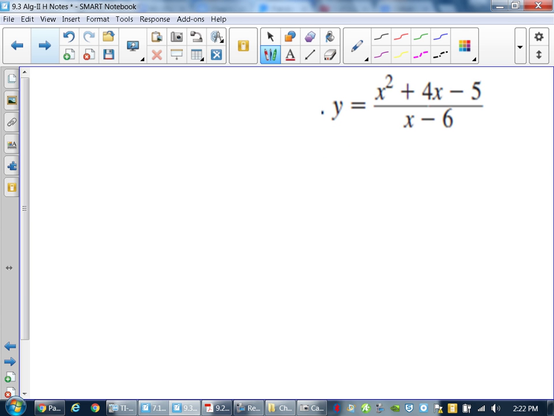All right, let's try another one. So I have y equals x squared plus 4x minus 5 over x minus 6. You do the same kind of setup.